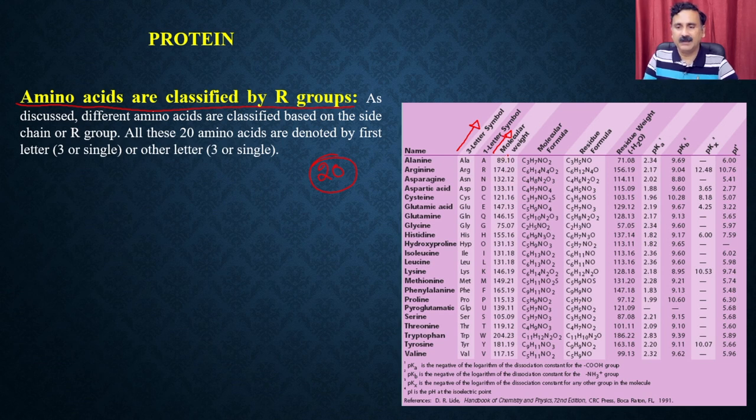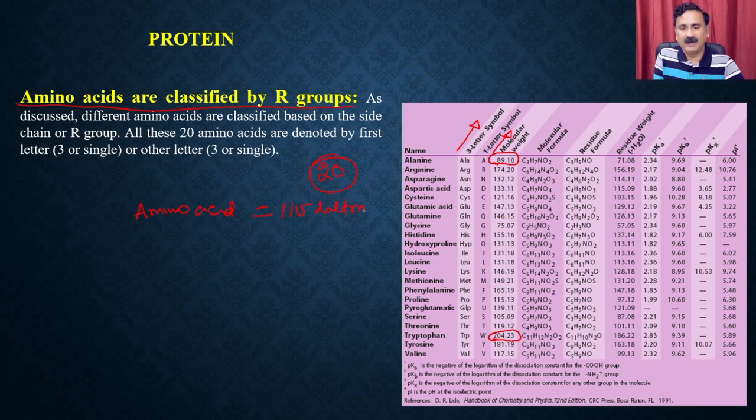As far as the molecular weight is concerned, it also depends on the side chain as well as the other groups. You can see that the molecular weight is 89 in the case of alanine, whereas it is 204 in the case of tryptophan. So, it varies a lot, but in a generalized way, the average amino acid molecular weight is considered to be 110 Dalton.